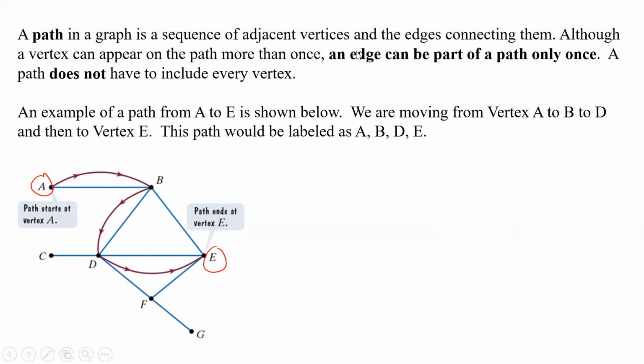But remember, the key is you can have an edge be part of the path only one time. So you couldn't do B to D and then D to F and then to G and then back to F. That wouldn't work. So we'd have to come D to F and then F to E if we're going to do this as a path. Okay, so that's how paths work. Now let's stop here and we'll come back for more.